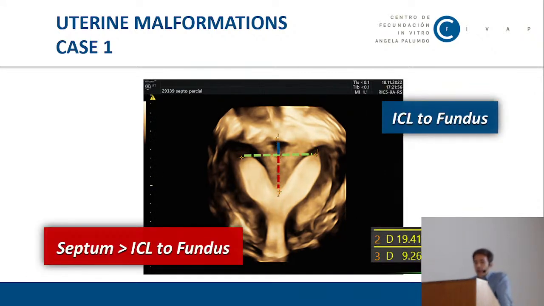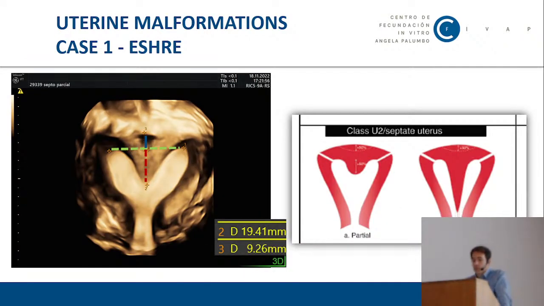After that, we have to measure the length from the intercornual line to the fundus. If the septum is bigger than the distance to the serosa, and here we can see that this is bigger than this, we're talking about a septate uterus in the ESHRE/ESGE classification. So when we go to the septate uterus class, what we have to see is whether it is a partial or a complete septum.